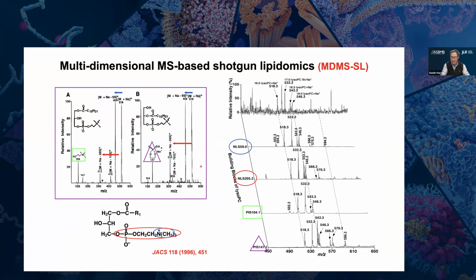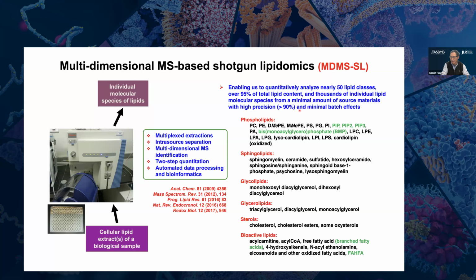At the current development stage, we are still developing the platform. The platform allows us to identify and quantify about 30 to 50 lipid classes, 95% of the total lipid content, thousands of individual lipid molecular species, with a minimal amount of source material and high precision. It is above 90%, usually achievable to 95%.